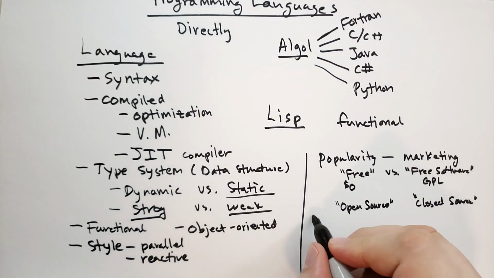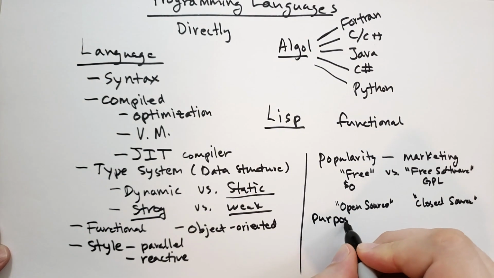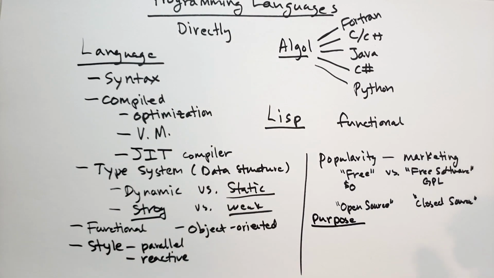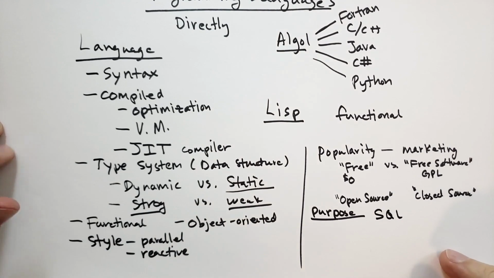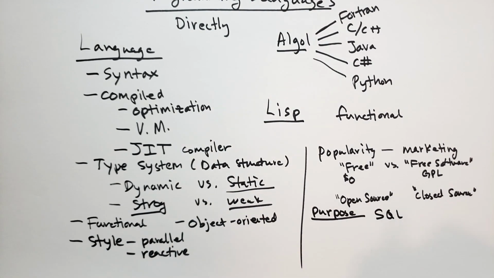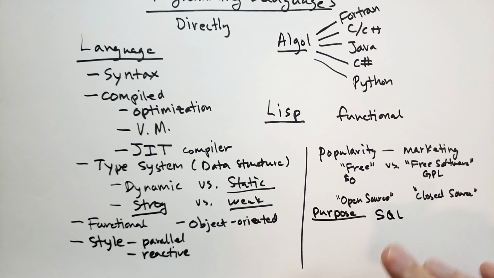Purpose. Something else to think about is why this language exists, what it's for. And some languages exist for very specific reasons. Let me give you an example. SQL, one of my favorite programming languages. It's great if you want to interact with a database. It's a terrible language otherwise. Okay, so you have to think about the purposes.